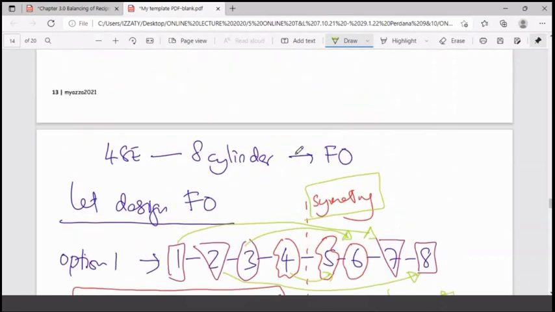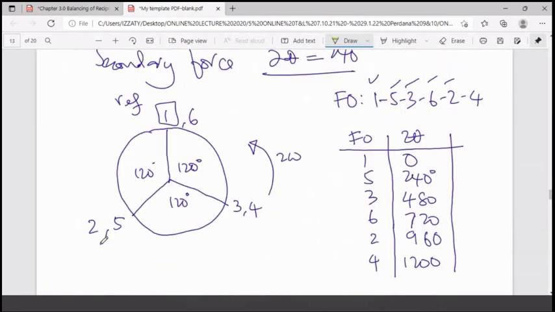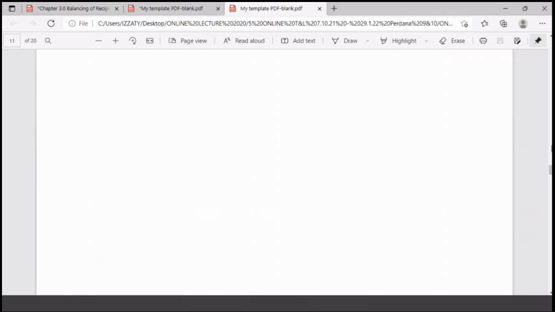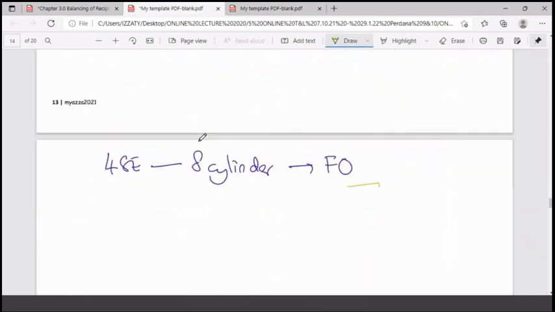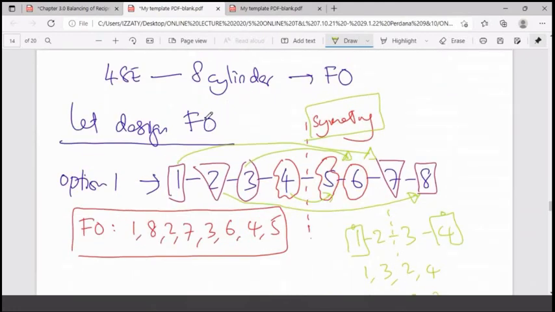Okay, now let's focus on this one. I'm going to open another file because this one is quite messy now. So we have 8 cylinders with the firing order we already calculated.